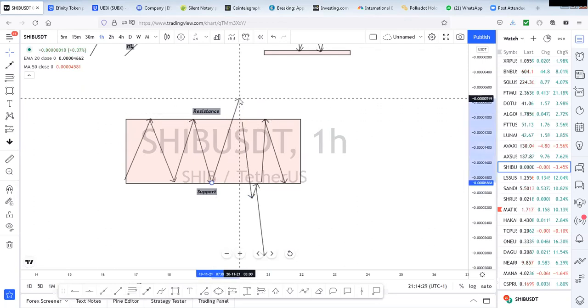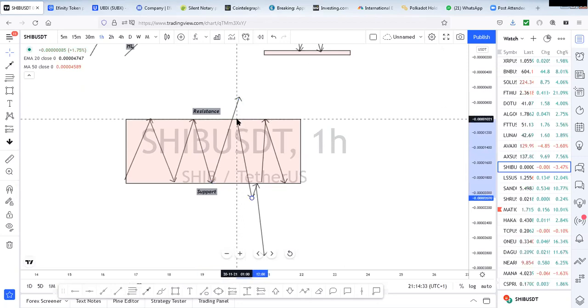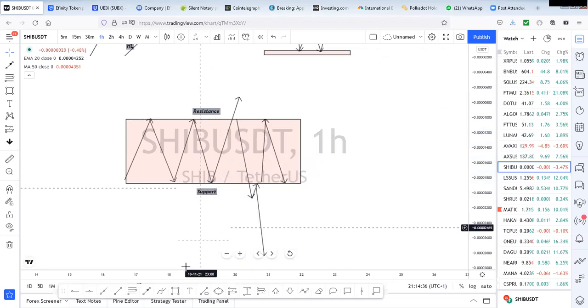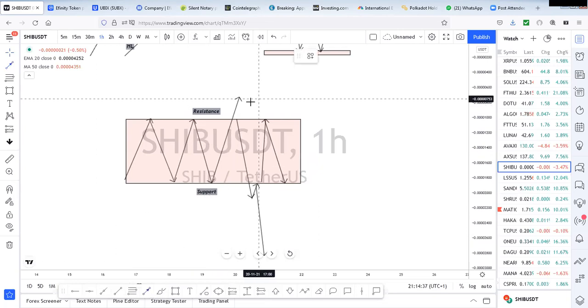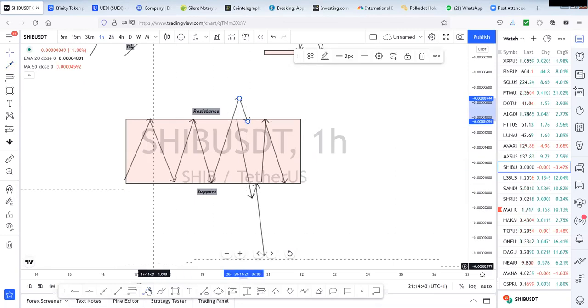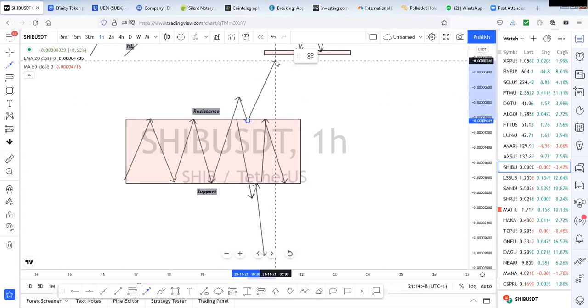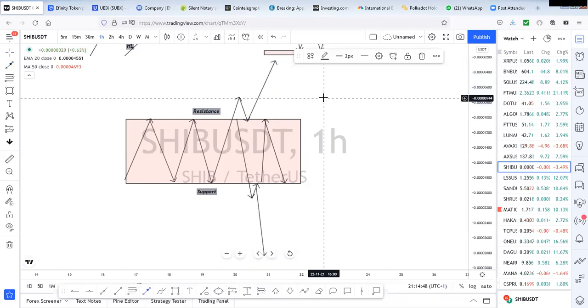For example, the market will break the resistance level. You are selling, and it will break the resistance level and retest like this. Then the market will start going up again. The buyers have conquered the sellers. They've taken over the market.